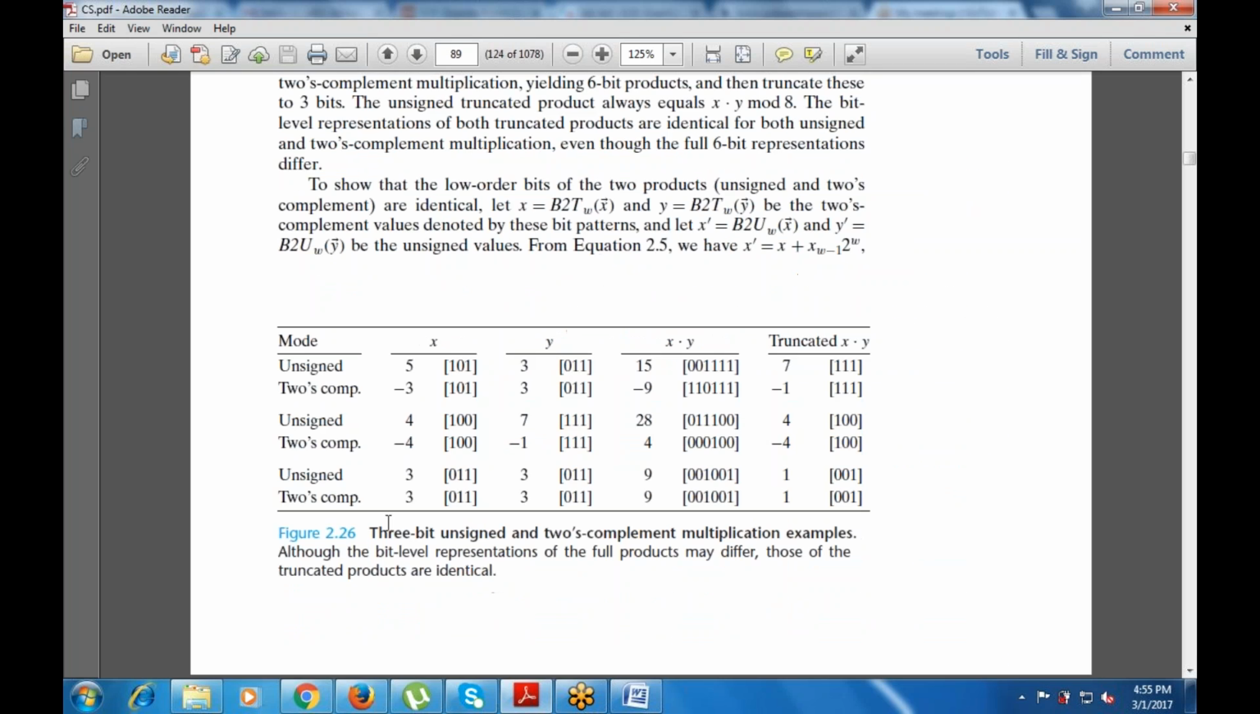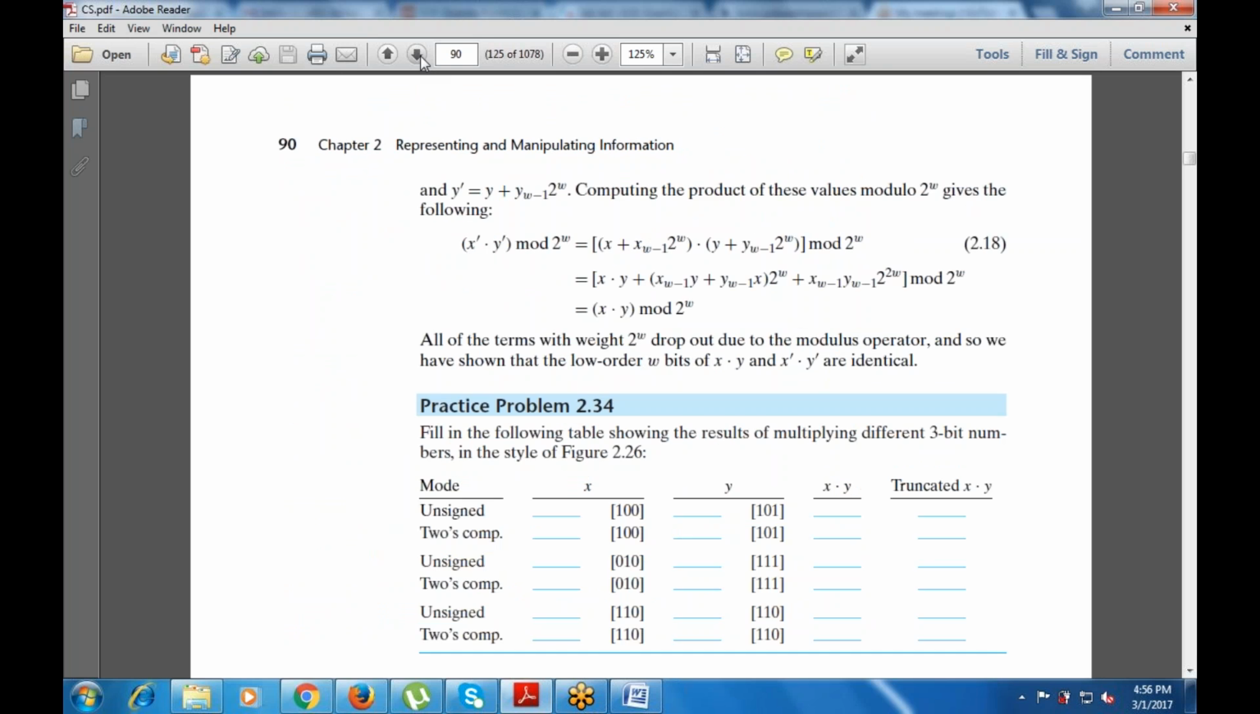Now this is a 3-bit unsigned and 2's complement multiplication example that is used with the bit level representation of the full product, which may differ, although the truncated products are identical.